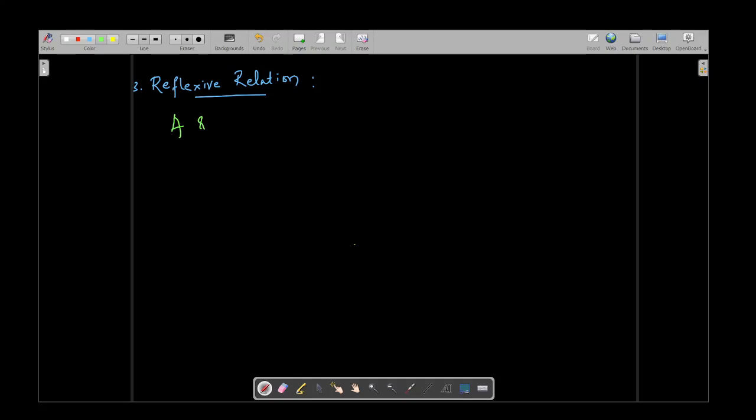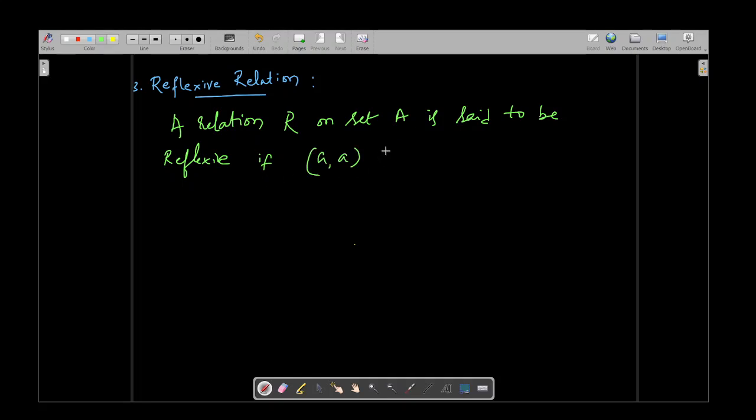A relation R on set A is said to be reflexive if (a, a) belongs to the relation R for all a belonging to A.